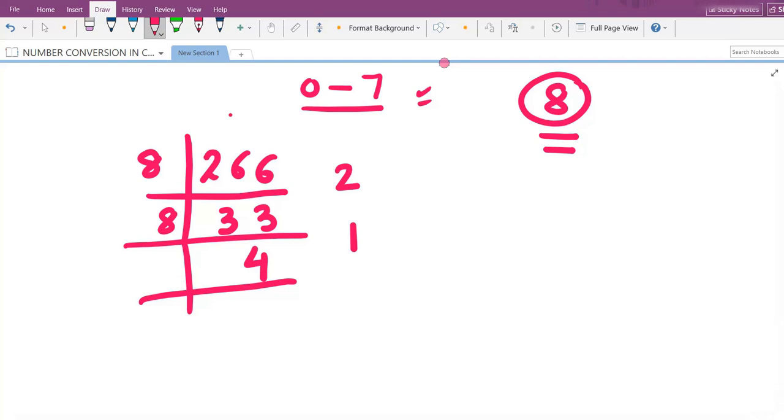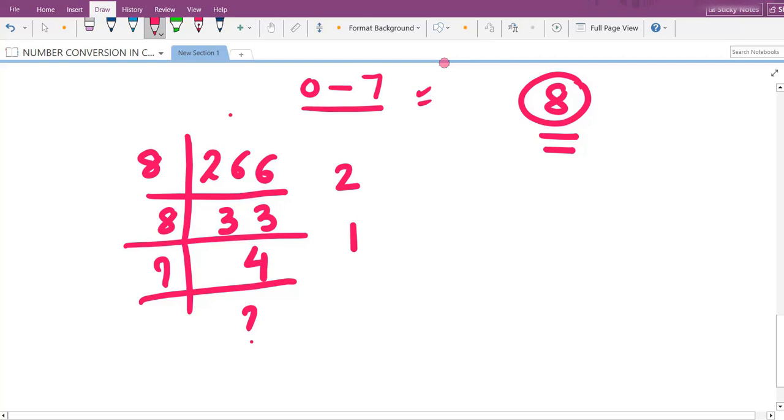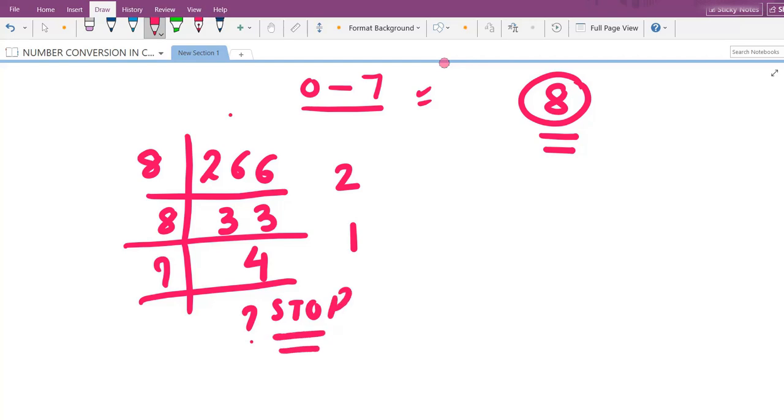Now, are you getting anything else? No. Can we do the division any more? No, we cannot go further, so we have to stop here. So what you got is 4, 1, 2. Again, following bottom to top, we will note down 4, then 1, and then 2.